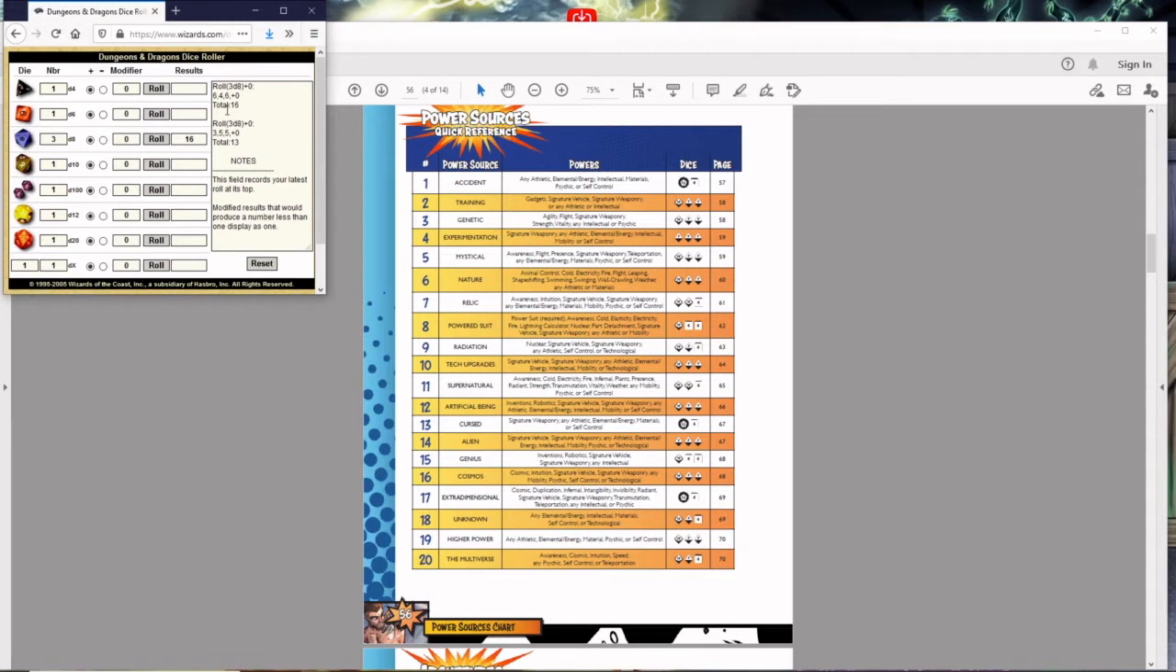And I got another set of doubles. So that would be experimentation, nature, tech upgrades, or artificial being. Artificial being is interesting. That covers everything from robots to clones to homunculi to any of a number of different things.